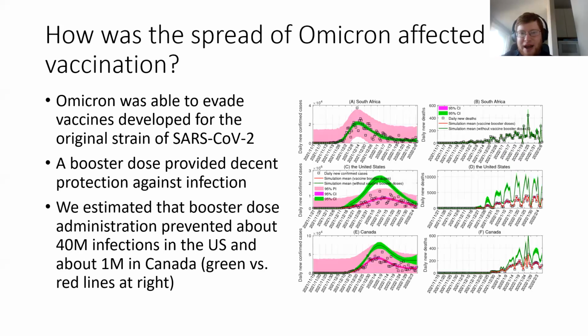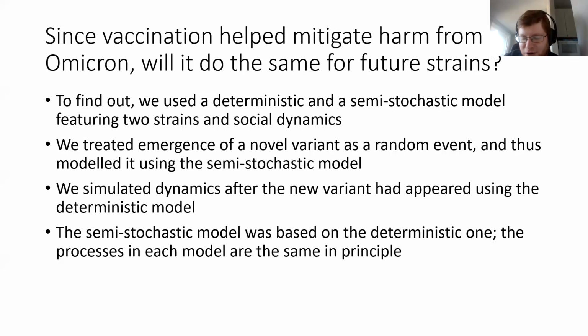So I talked here about how Omicron was able to be significantly mitigated based on vaccination. And so you might think, okay, if we managed to reduce the spread of Omicron and reduce the number of deaths due to Omicron by vaccination, could vaccination also help mitigate future strains? Here we drew upon the framework of coupled human and biological dynamics.